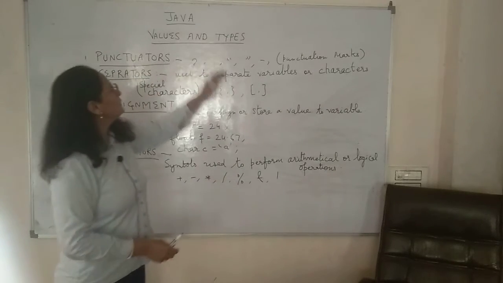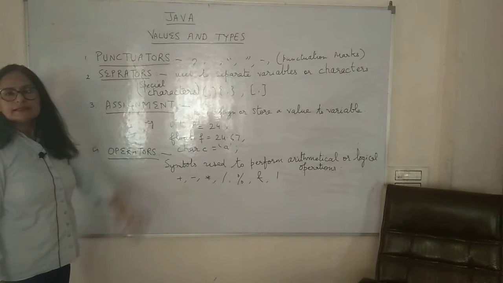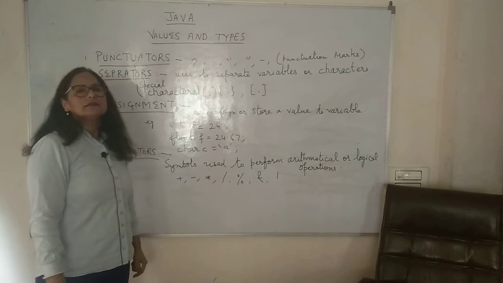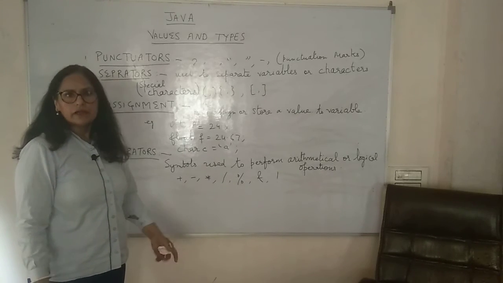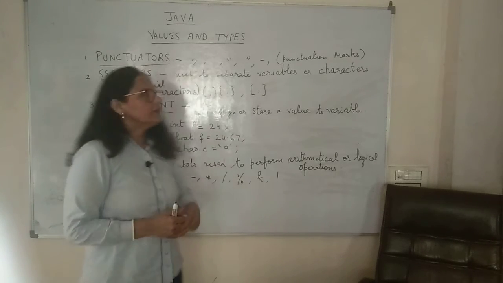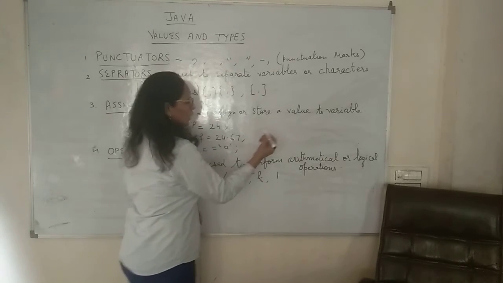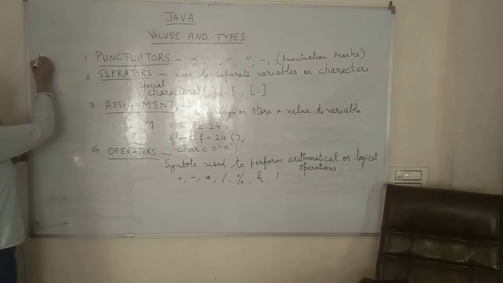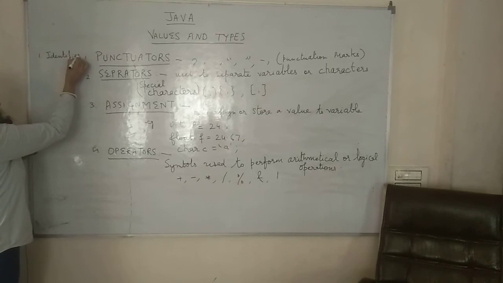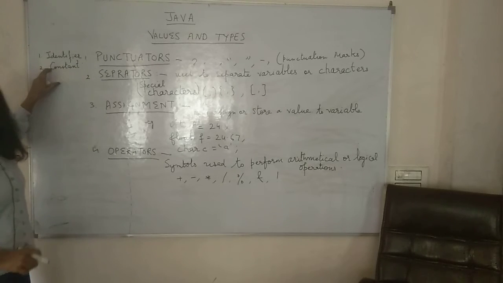Let's continue the previous topic, values and types. My dear friends, as you all know, we were doing the tokens. And what are tokens? Tokens are the elements used in the Java program. Now, as you already know, tokens are number 1, identifiers, and number 2, constants. And these we have already discussed in our previous lecture.